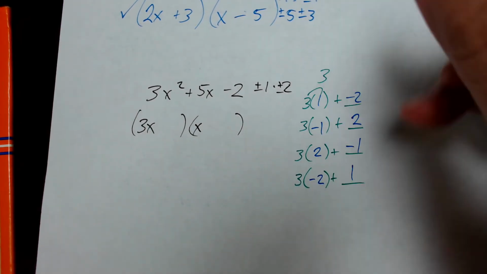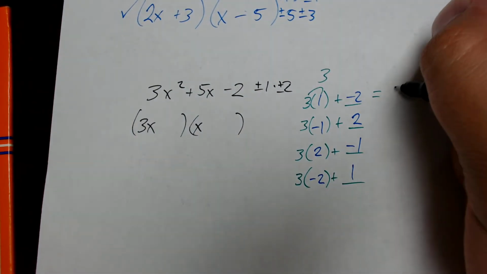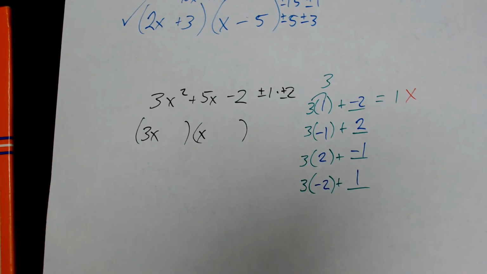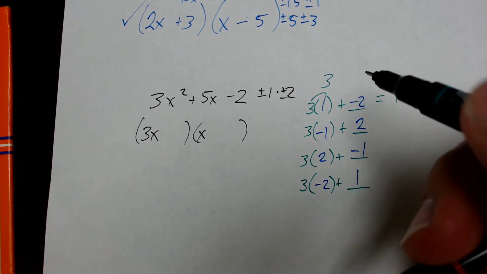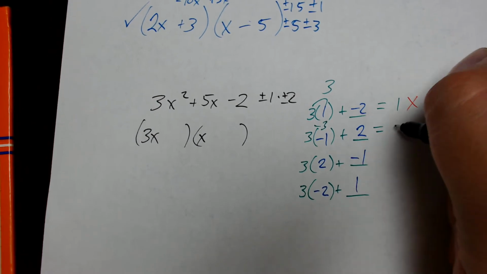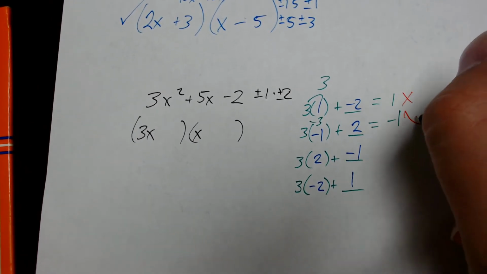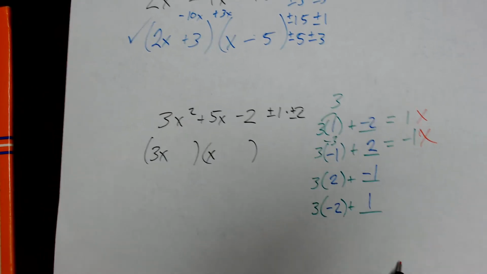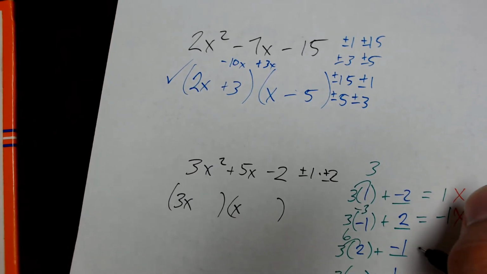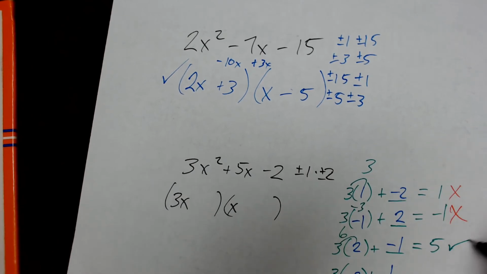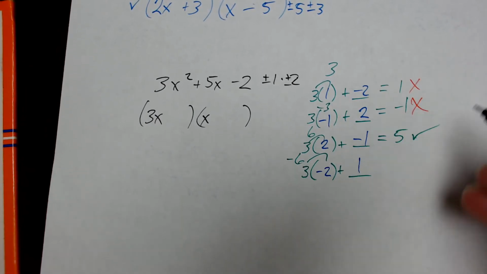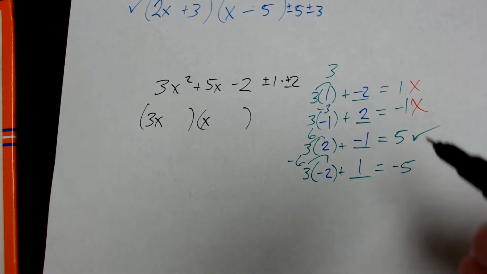So if I did 3 times 1, that would give me 3. 3 plus negative 2 is going to equal positive 1. This one does not work. All right, let's try the next one. 3 times negative 1 gives me negative 3 this time. Negative 3 plus positive 2 is just going to equal negative 1. That doesn't work either. And let's see here. 3 times 2, that gives me 6. 6 minus 1, that equals 5. All right, hey, that's what we're looking for. We're looking for positive 5. So this is the winner. And then the last one, 3 times negative 2 would give me negative 6. Negative 6 plus 1 would equal negative 5, which is not what we want.